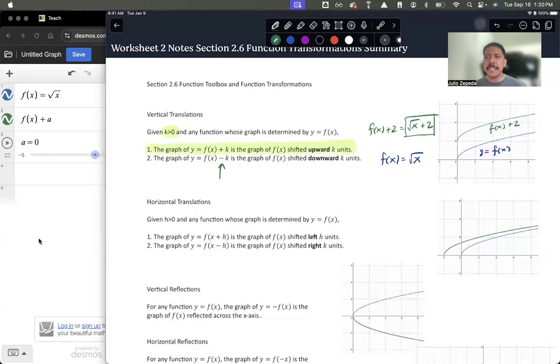Okay, so this is advantageous for us because if we know what the square root of x looks like, there's a couple of points that we know on this graph, and they are 0, 0, since the square root of 0 is 0, 1, 1, since the square root of 1 is 1, and 4, 2, again, since the square root of 4 is 2. These are points that are on this graph. And so if we want to quickly sketch the square root of x plus 2 in green, we can just take these 3 points and shift them up 2 units to 0, 2, 1, 3, and 4, 4. And we now have our new graph, right? We can sketch our curve.